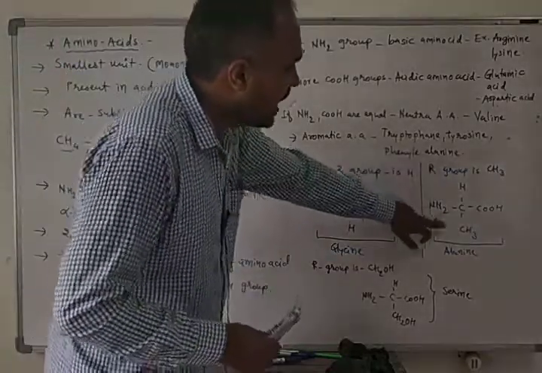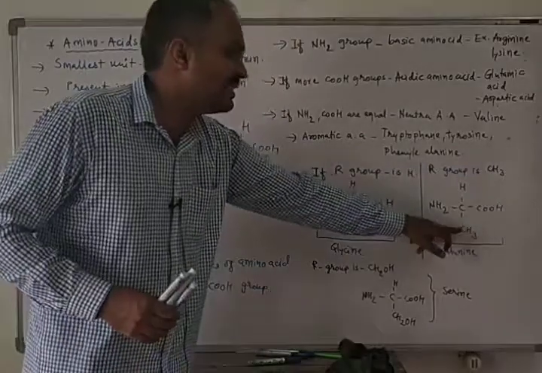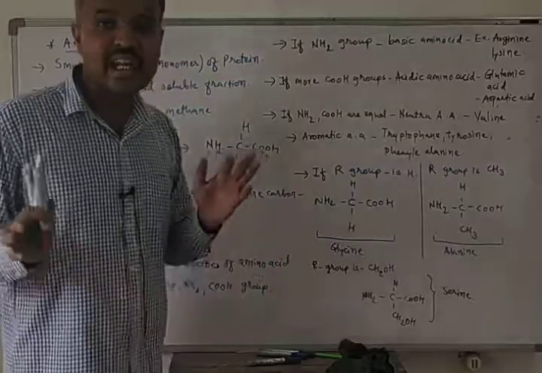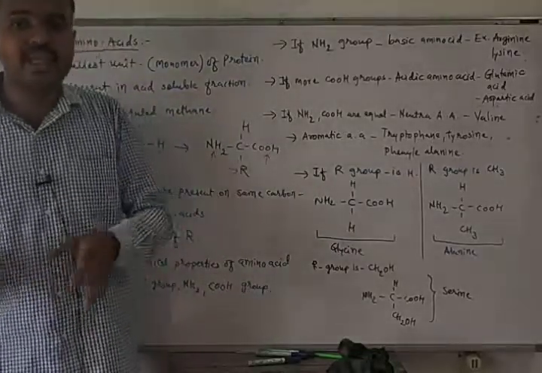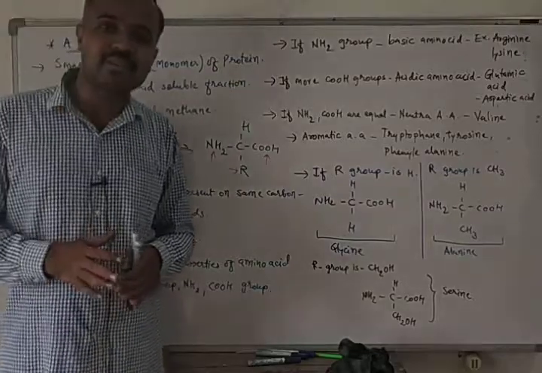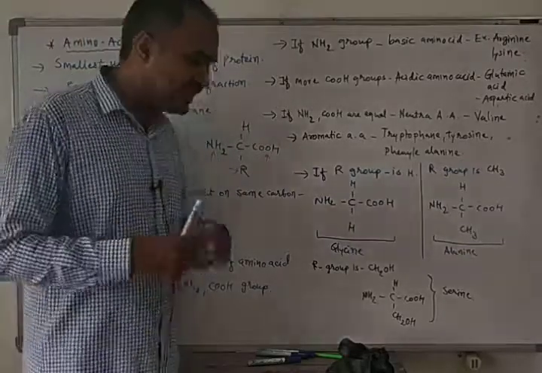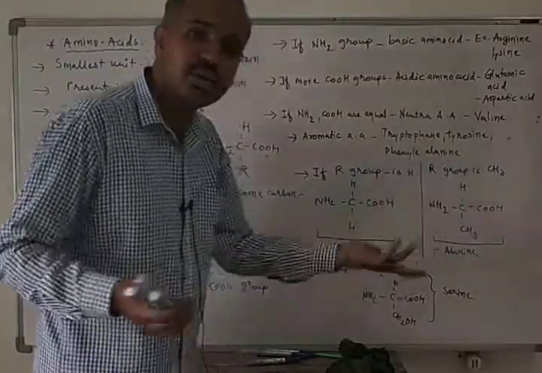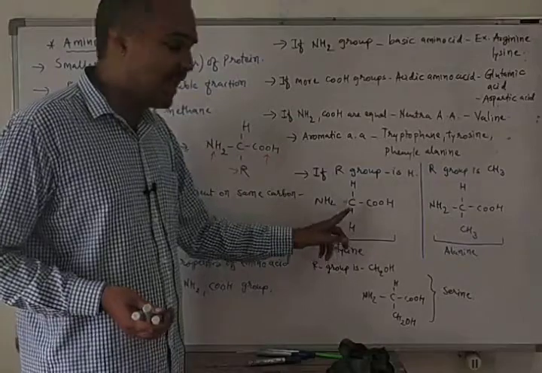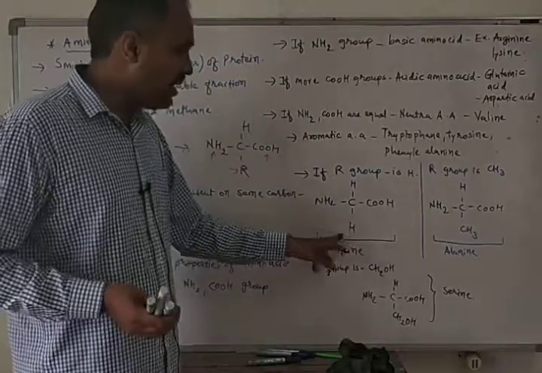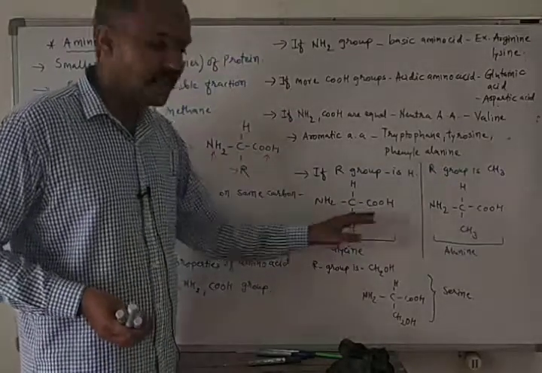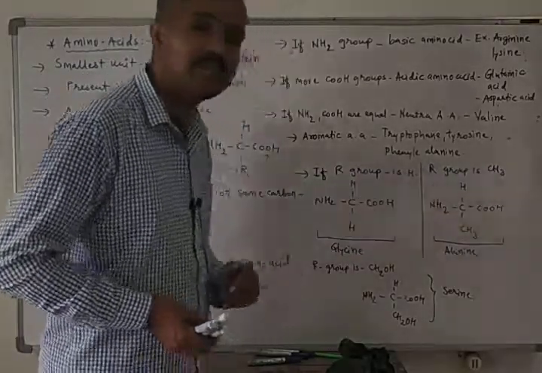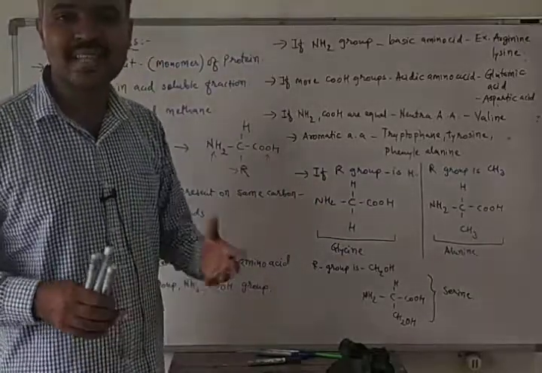Here you can see that a methyl group is present as the R group. So this amino acid is known as alanine. When a methyl group is present as the R group, that amino acid is known as alanine. So what is the difference over here? The amino, carboxyl and hydrogen groups are the same. The only difference is hydrogen and methyl group. Here hydrogen is present as the R group, and here a methyl group is present as the R group, so that amino acid is known as alanine.